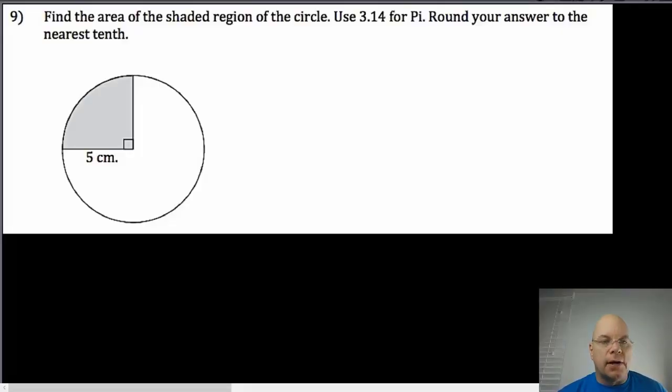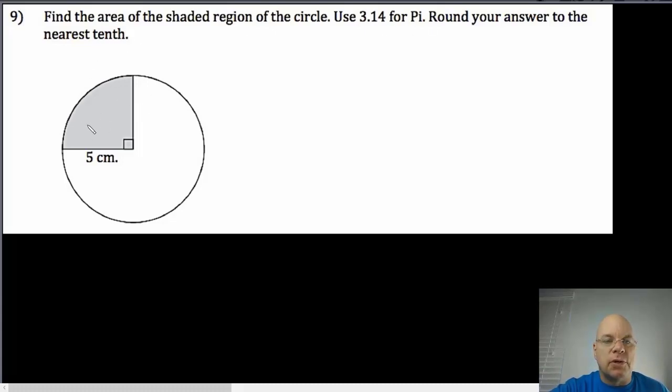Calculating circular area on tonight's homework. I'm going to do problem number 9 with you. Problem 9 says find the area of the shaded region of the circle and use 3.14 for pi, so we're going to estimate using 3.14. Round your answer to the nearest tenth.